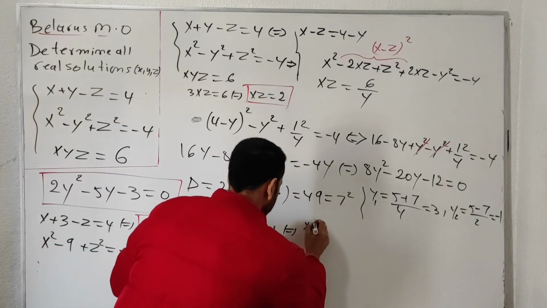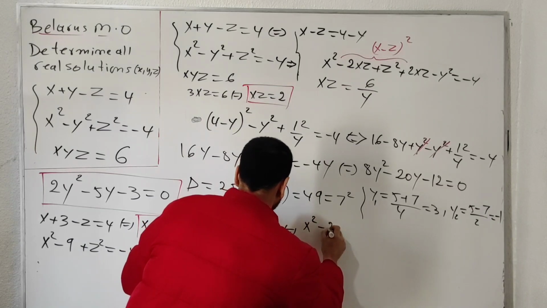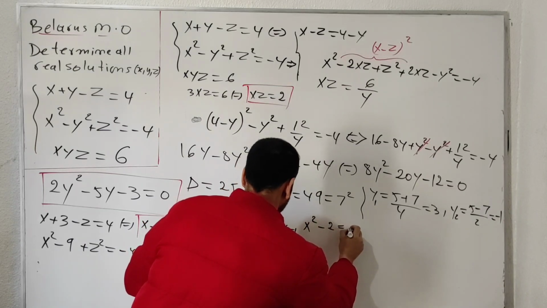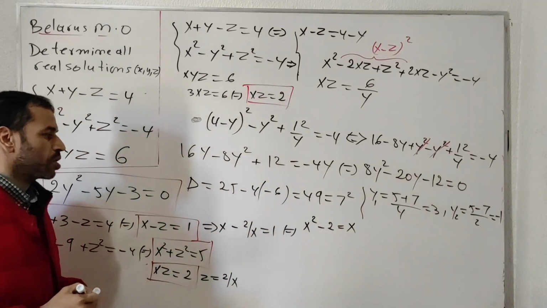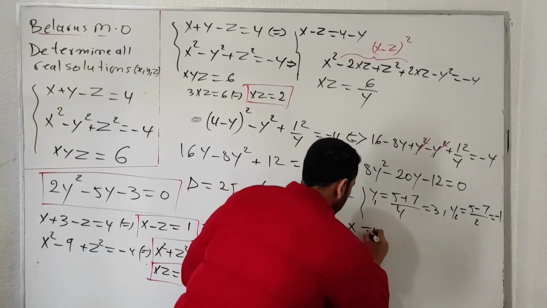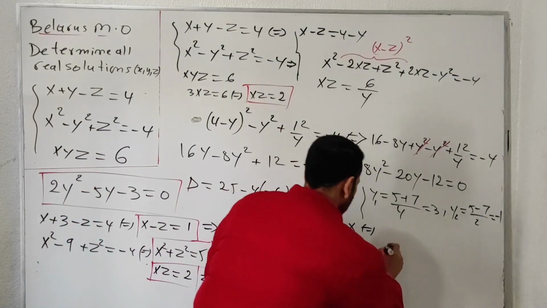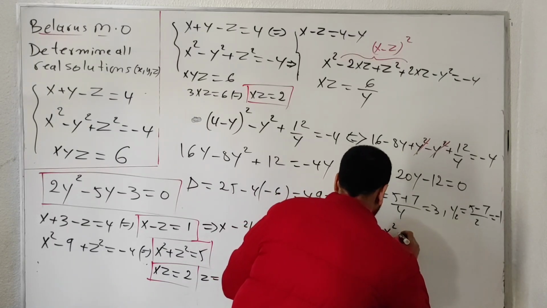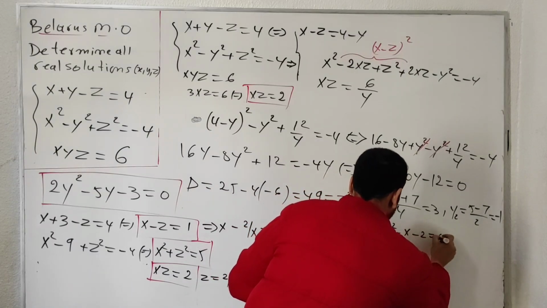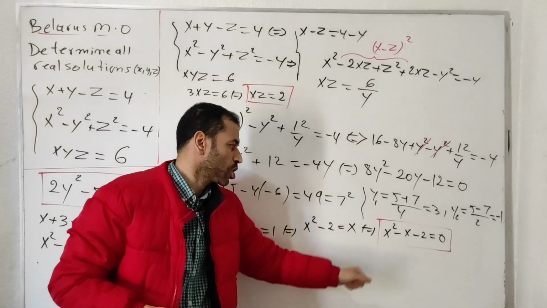I will get x squared minus 2 equals x by multiplying both sides by x. Then I'm going to move this x to the left. I will get x squared minus x minus 2 equals 0. Here is the form of a quadratic equation.